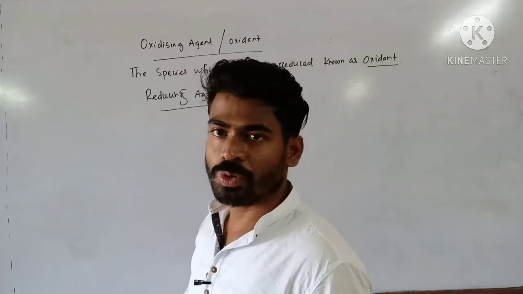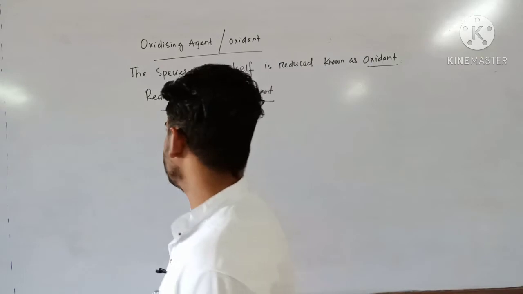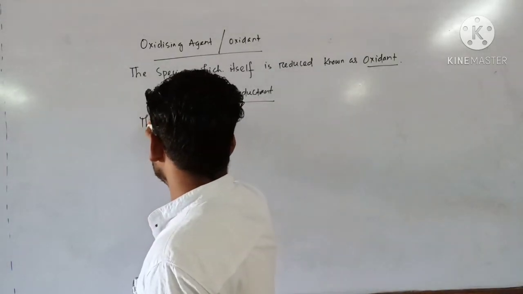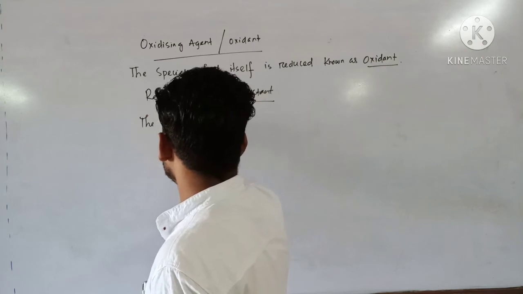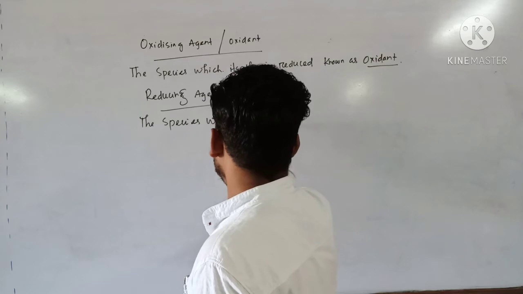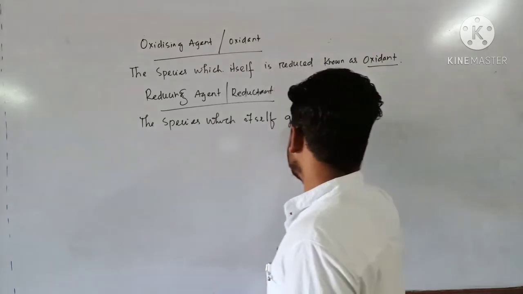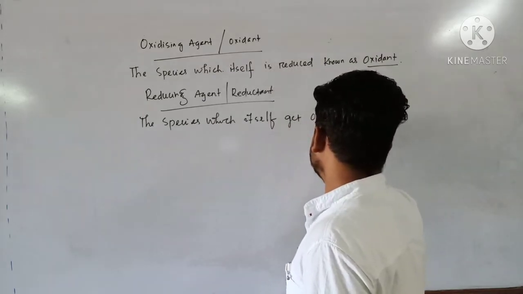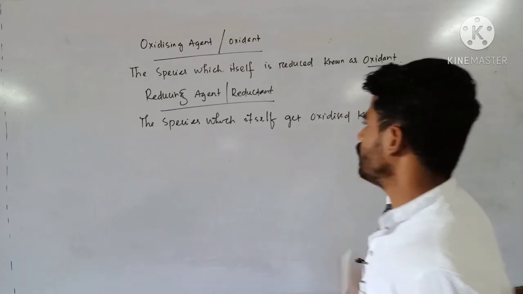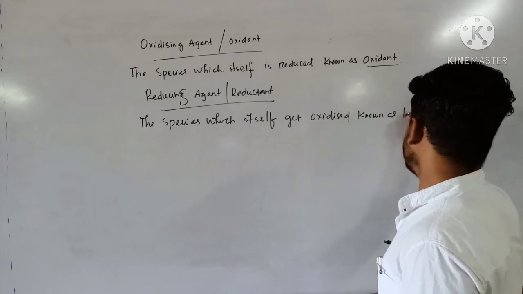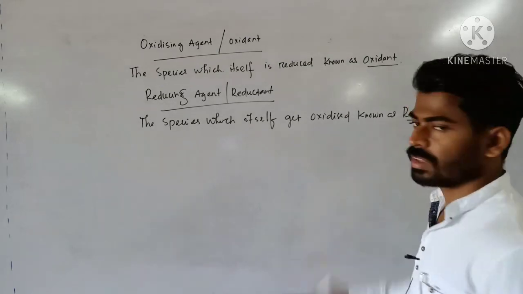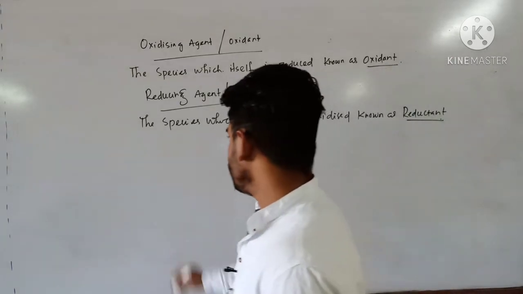The species which itself is oxidized. We will discuss an example. The species which itself gets oxidized is known as reducing agent or reductant. Clear?